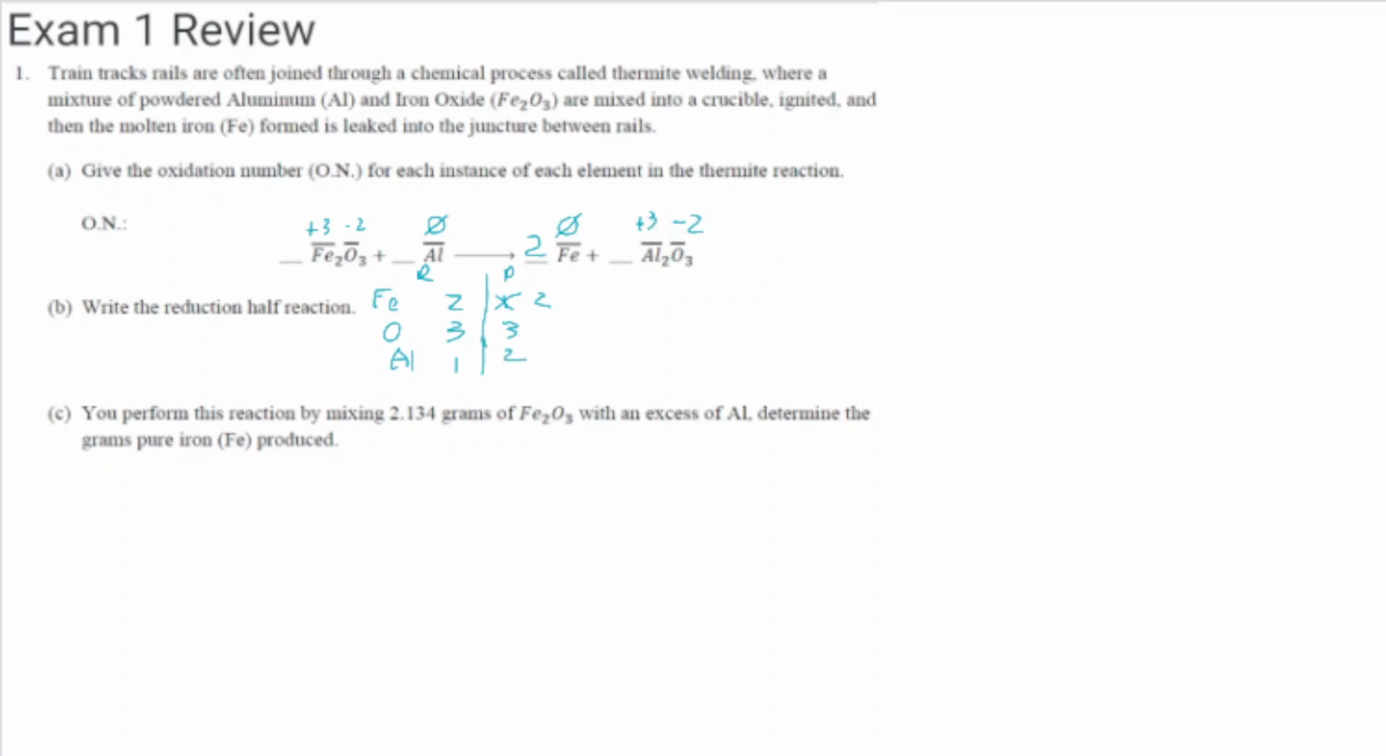And now to make these equal, we need to put a 2 coefficient in front of the aluminum. And then that will allow us to go ahead and make that 2. So now we have all of our elements equal on both the reactants and product side. And now we can go ahead and move on with the rest of the questions. So for balancing, that'll be worth 2 points for the entire balancing.